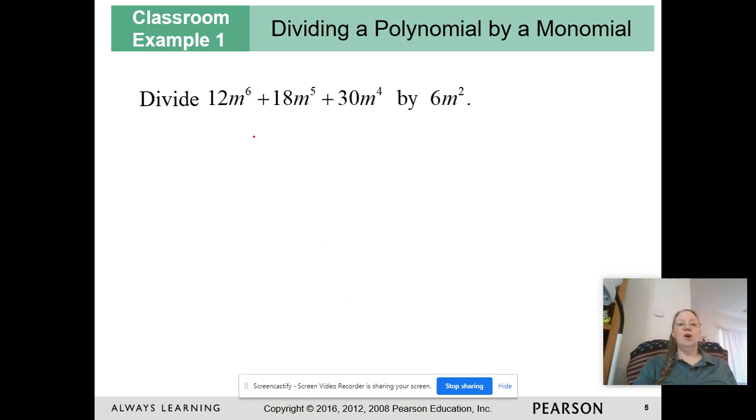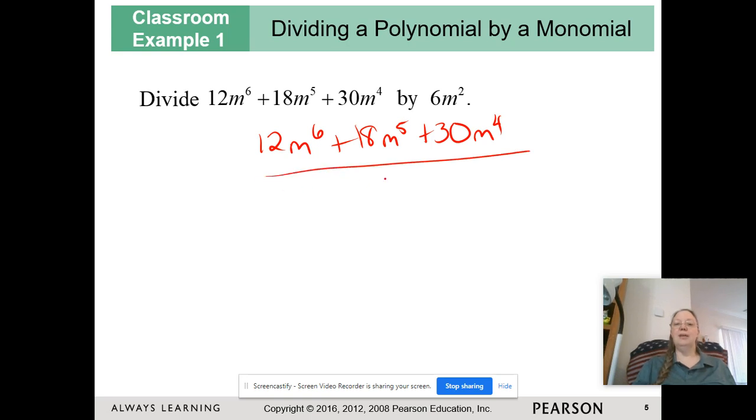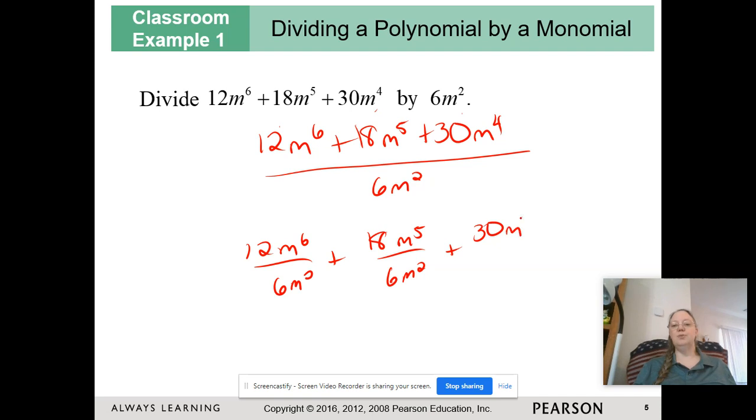All right, so I have 12m to the 6th, 18m to the 5th, and 30m to the 4th. I'm just going to rewrite it, and we're dividing by 6m squared. So what that means is I'm going to separate it into 3 different fractions: 12m to the 6th, 18m to the 5th, and 30m to the 4th. And I do have to simplify each fraction individually.